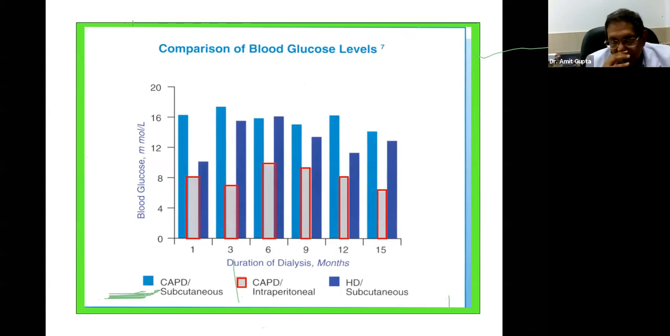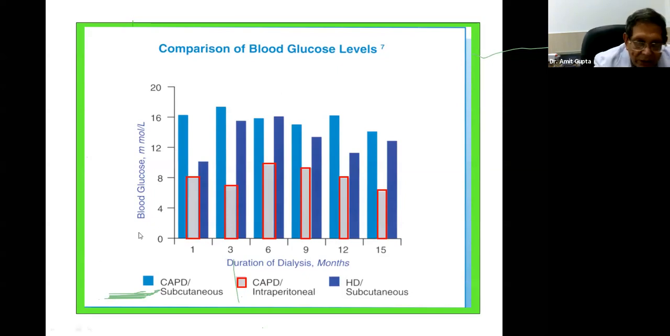Now, this was a rather old study which looked at what is the best way of administering insulin. As someone mentioned, you can give subcutaneous insulin, or somebody said intraperitoneal insulin. Now, which is the best way of administering insulin? Should we give it subcutaneously, as we give in other individuals, or should we give it intraperitoneally? What would be a better way?